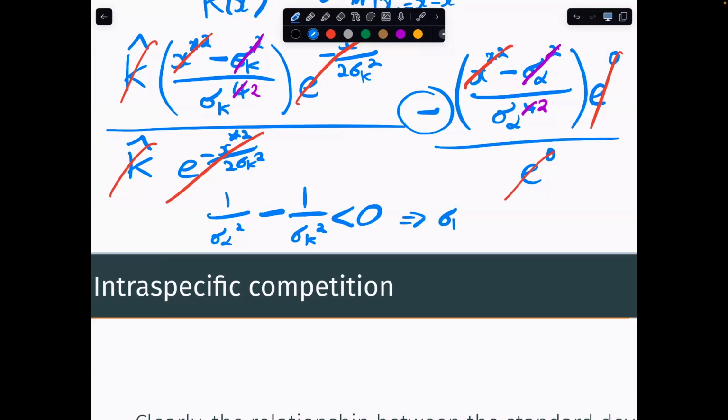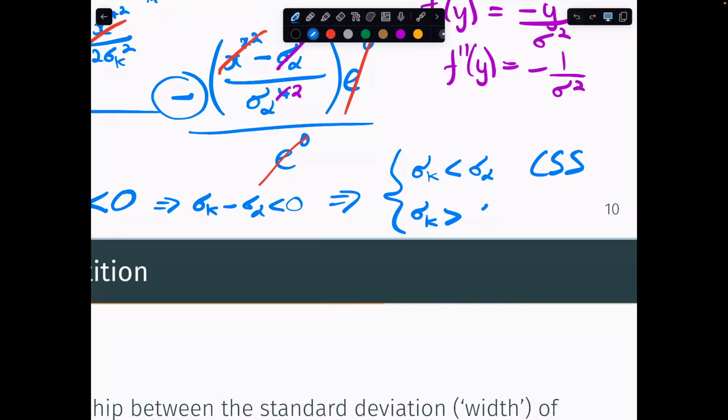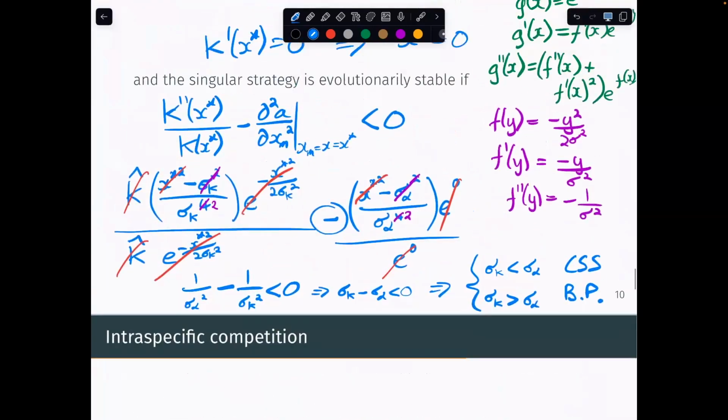In other words, we need sigma k minus sigma alpha to be less than 0. In other words, if sigma k is less than sigma alpha, we have a CSS. In other words, it is both convergent stable, which we already know, and it's evolutionarily stable. But if sigma k is greater than sigma alpha, then we have a branching point, abbreviated BP. It'll be convergent stable, but evolutionarily unstable.